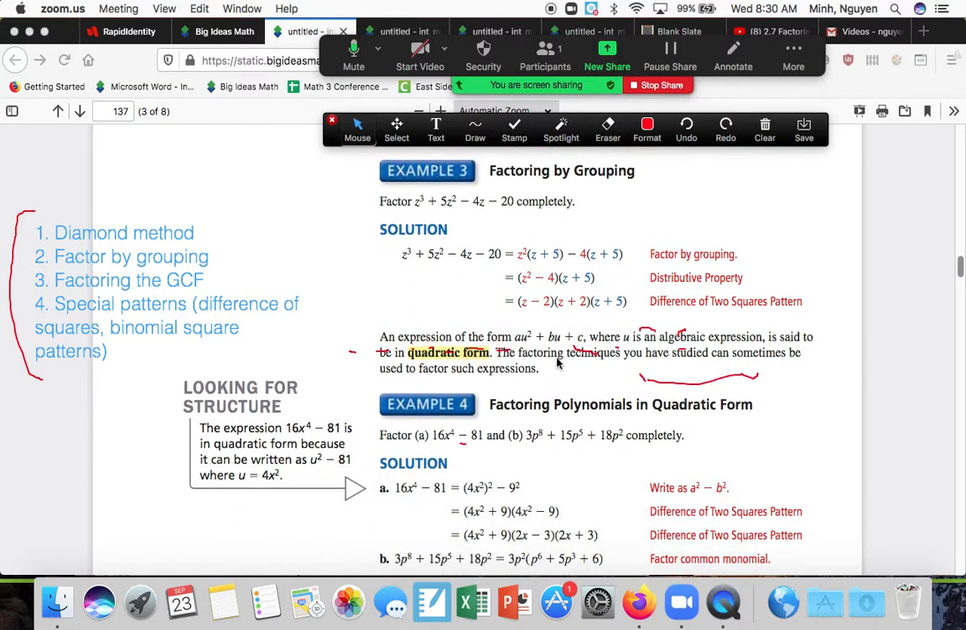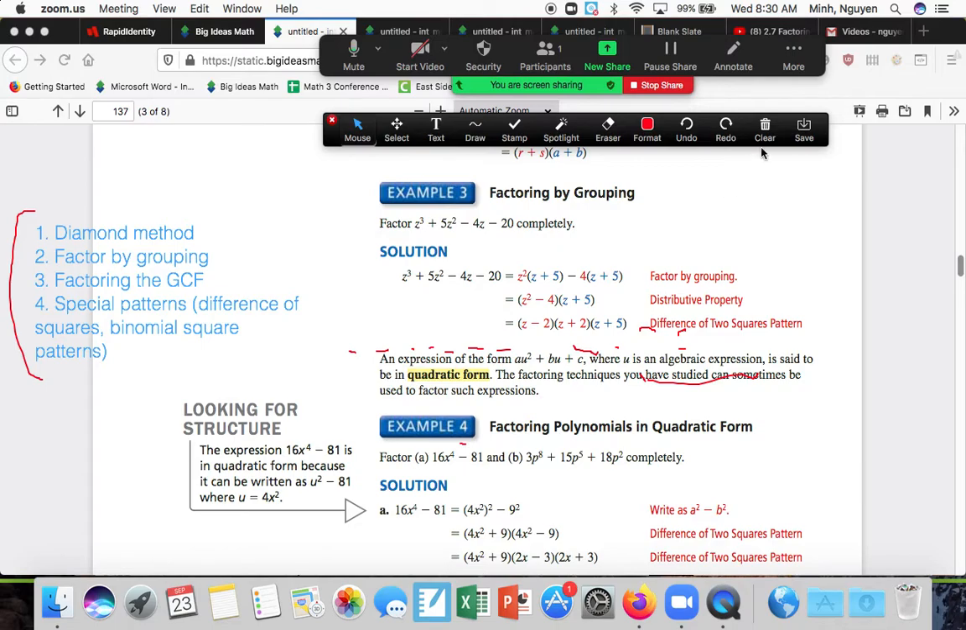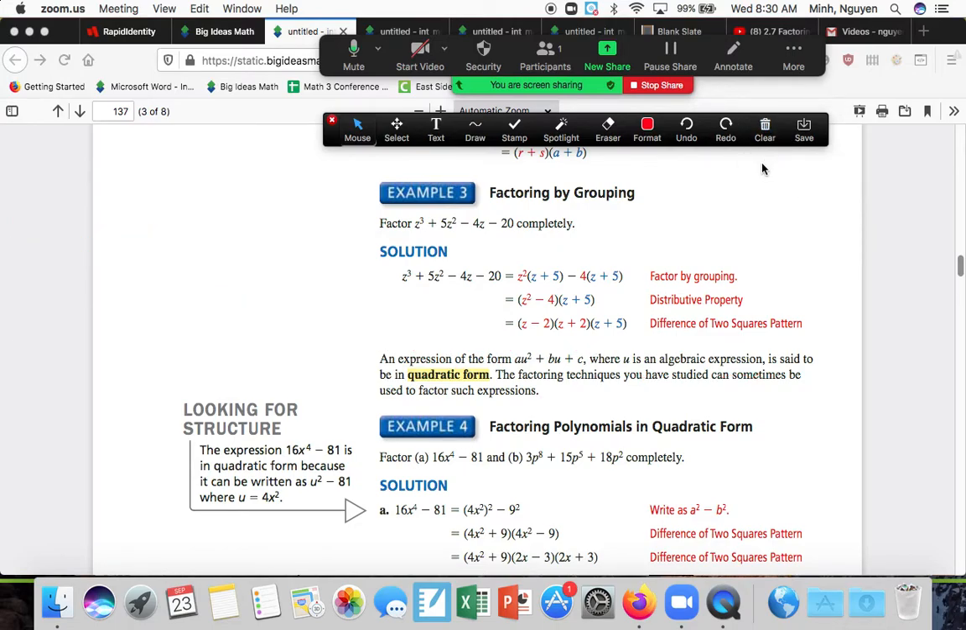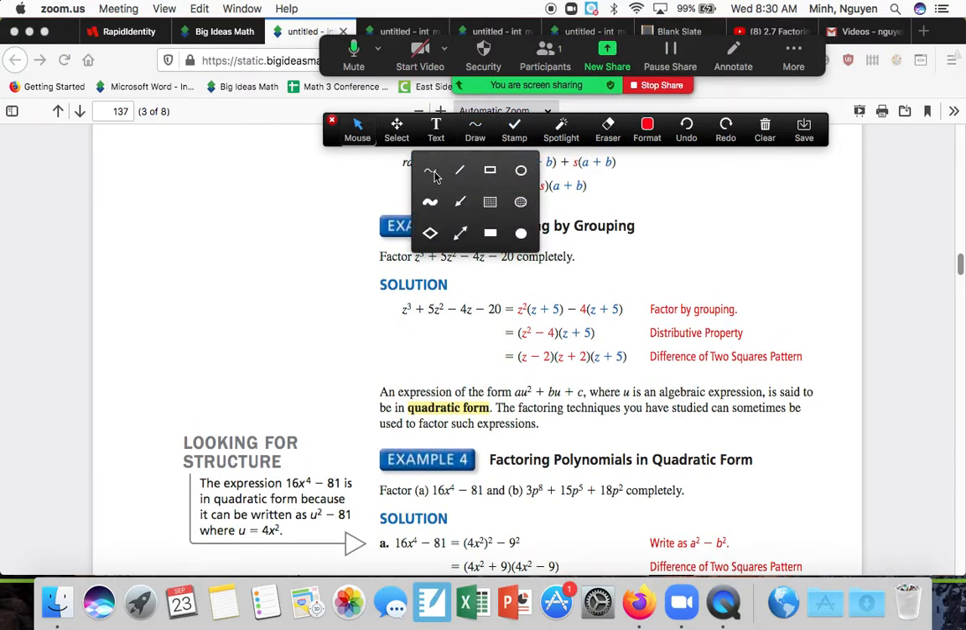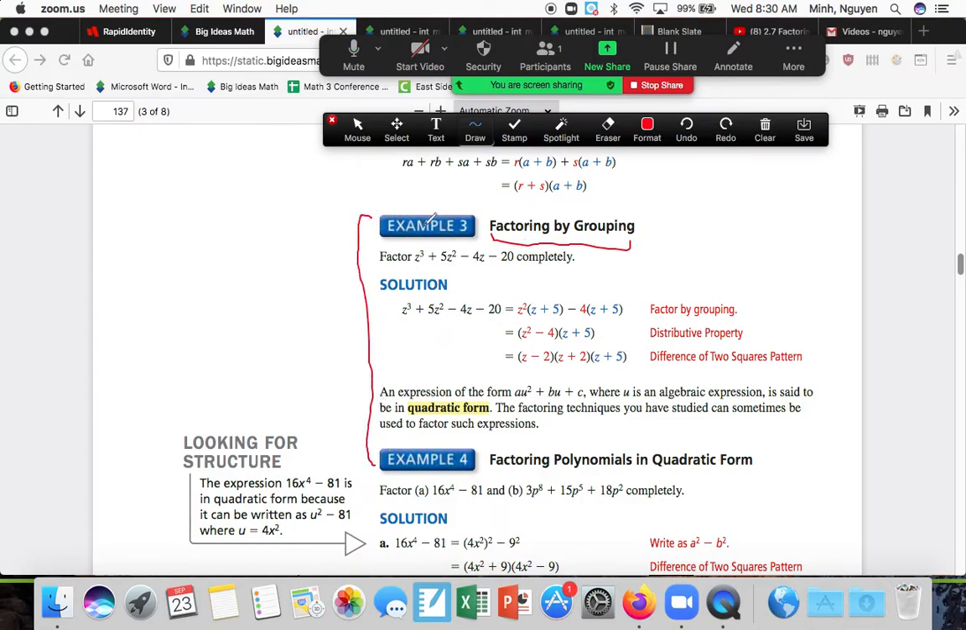Maybe I'll make another video for example 4, because that's kind of supplemental. Actually, no, I'll make a second video for examples 3 and 4, because I teach factoring by grouping in Math 2, and then this using U substitution is a new technique. So yeah, I'll make a new video for 3 and 4.